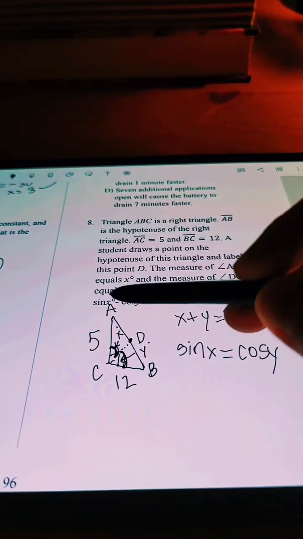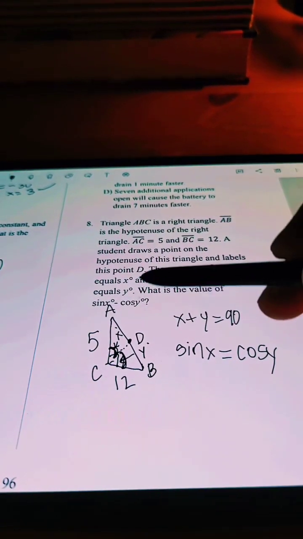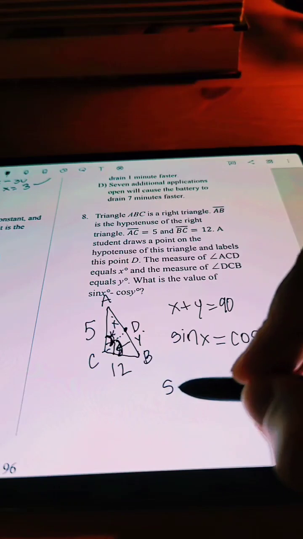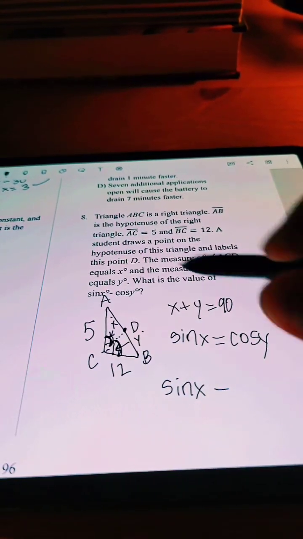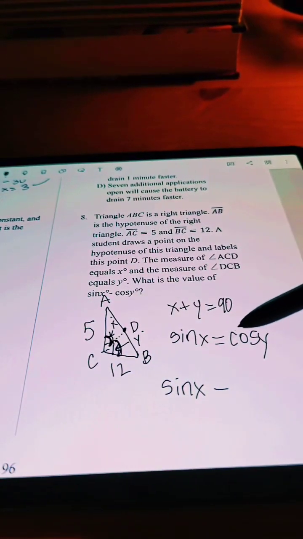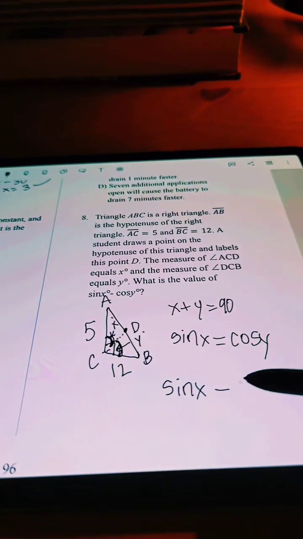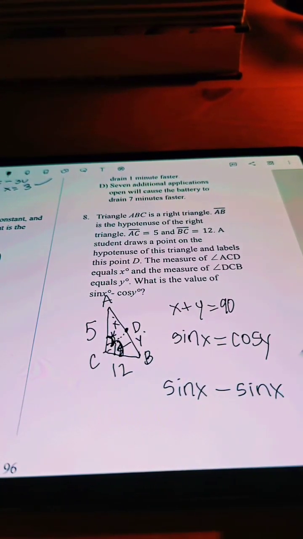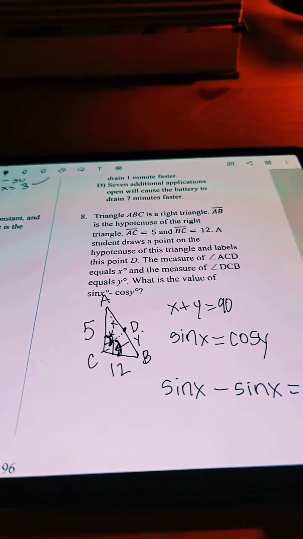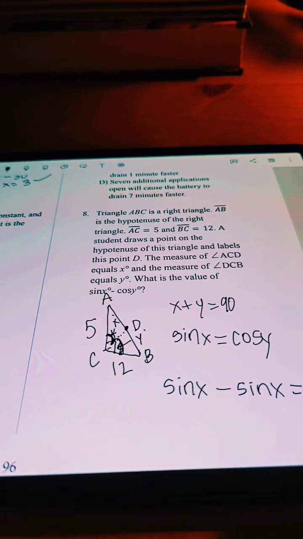So if I start to try to figure out what sine of X minus cosine of Y is, if I want to plug in something else for cosine of Y, I could say, oh, sine of X is the same thing as cosine of Y. So I could just subtract sine of X, and that's going to cancel out to give me 0 as my answer.